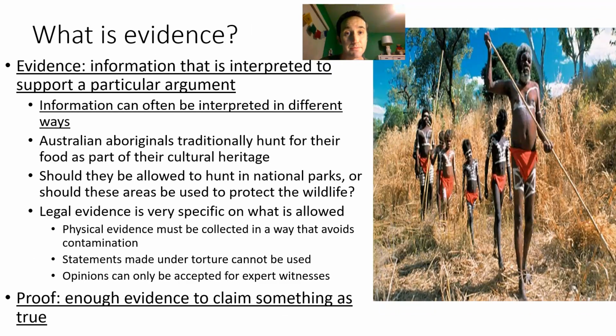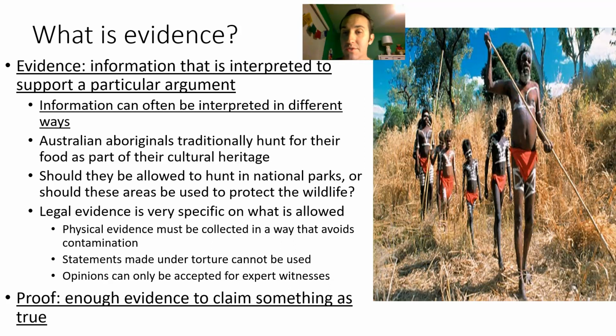A major step in that justification is evidence to build your argument. Evidence is simply information that is interpreted to support a particular argument. And again, with all things in argument, it's going to be messy. That's what makes it more fun. That information can often be interpreted in different ways. It can be used for both sides, and the same facts can be used against each other.